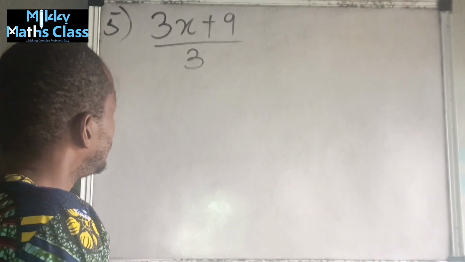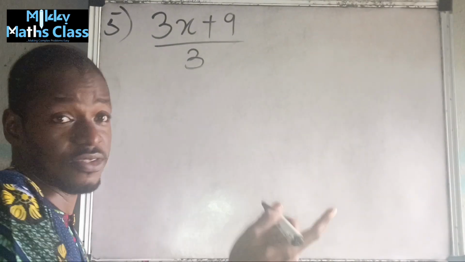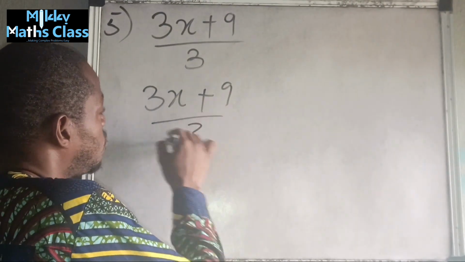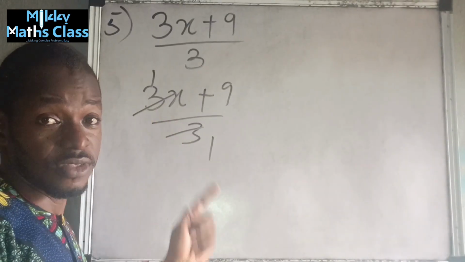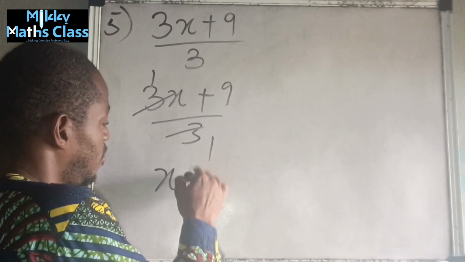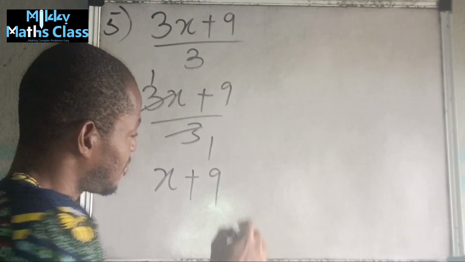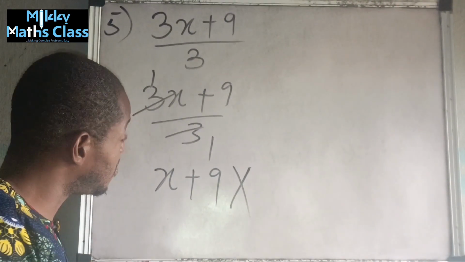Now look at this. This is very common. You have 3x plus 9. The first thing, some students will do it like this, plus 9 over 3. So you say 3 here, 1, 3 here, 1. This 3 will cancel this 3, and we are left with x plus 9. That's what I call beautiful nonsense. No, this is not correct. What mistake did you make?